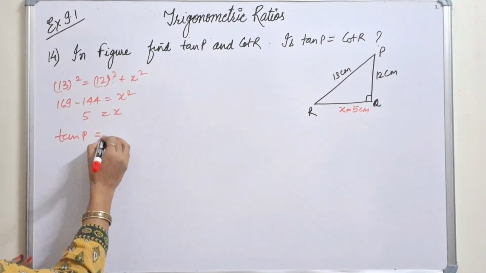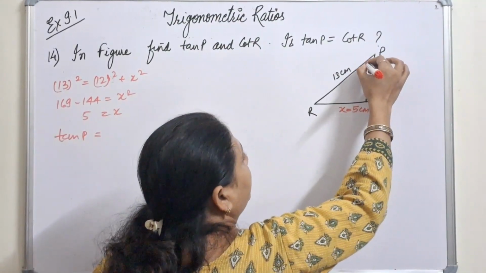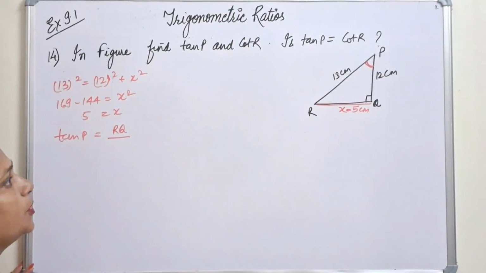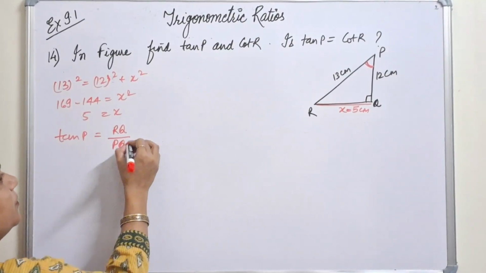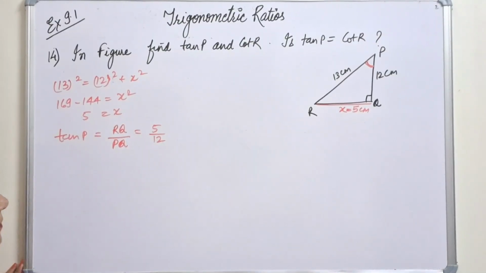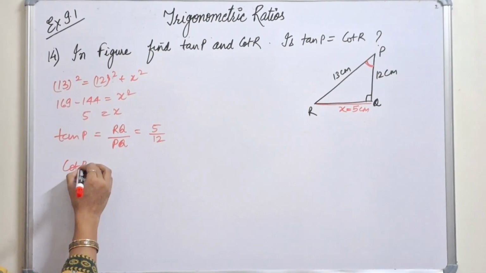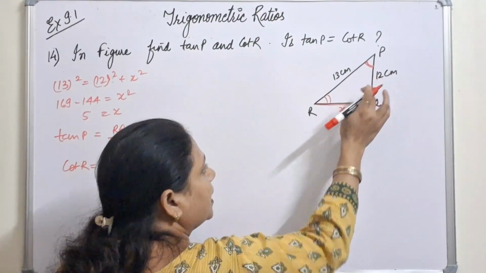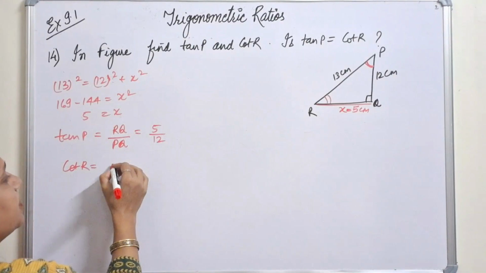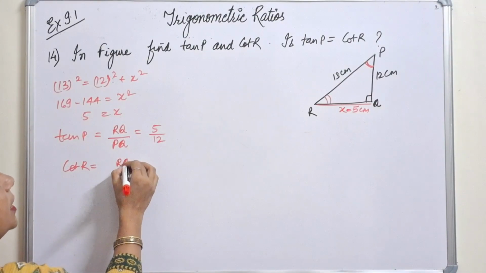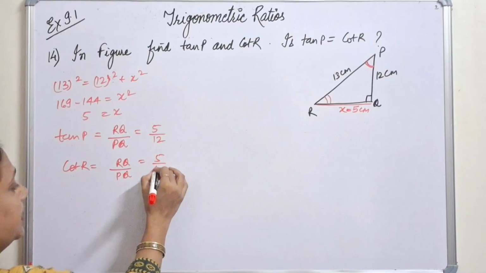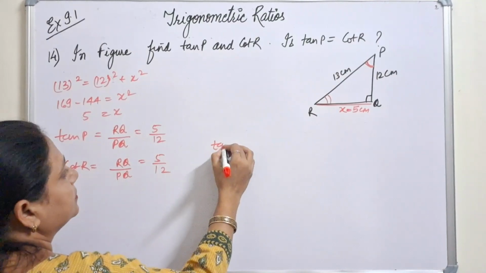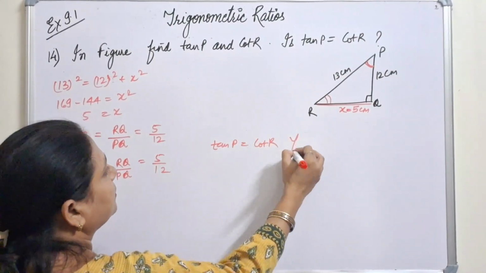Now tan P. With respect to P, what is perpendicular? This will be perpendicular, RQ upon base will be PQ. That is 5 upon 12. And cot R, with respect to R, perpendicular is 12 and base is 5. So base upon perpendicular hota hai. So again RQ upon PQ. This will be 5 upon 12. Is tan P equal to cot R? Yes.